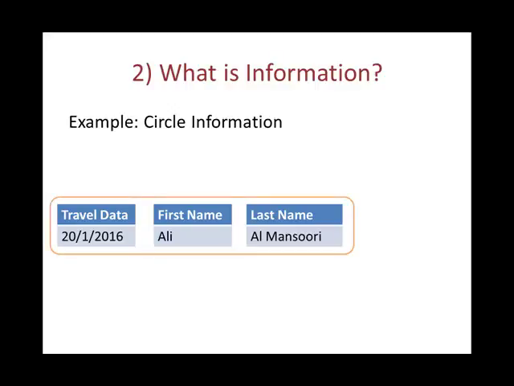Okay, so all of those basic elements that we have defined as data, if you put them all together, it means something. It has something useful. So for example here we know that Ali Al-Mansouri's travel date will be on the 20th of January 2016. So all of those, if you put them all together, it means information.